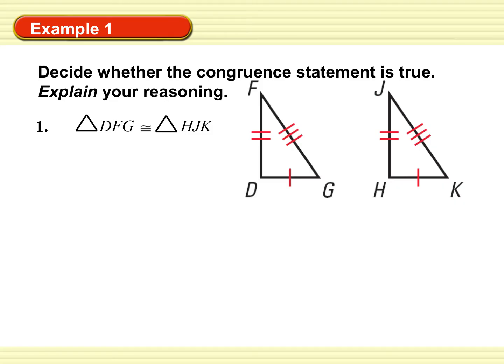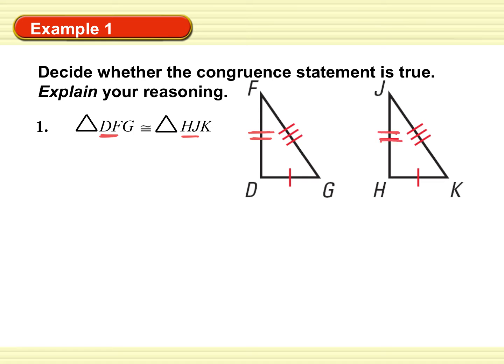First example, it says decide whether the congruent statement is true. Now remember, it's got to be in the correct order or it wouldn't be true. So let's go through and check. So I could go through in the order that it's listed here. It really doesn't matter. I could go ahead and take the first 2 letters, DF, and I'm going to make sure that the first 2 letters in the other triangle have the same mark. So DF has the double mark here, and so does HJ.